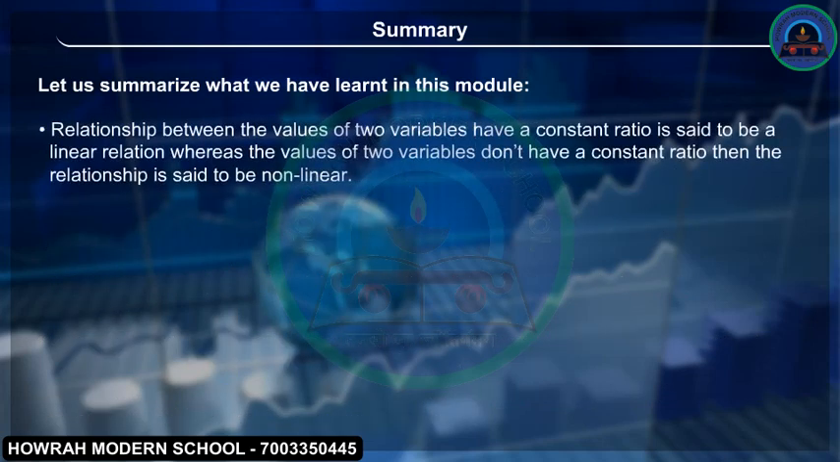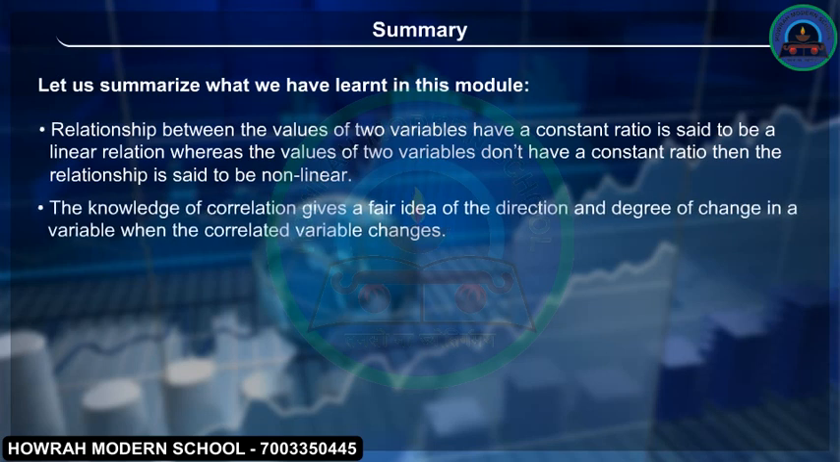When the values of two variables have a constant ratio, the relationship is said to be linear, whereas when the values of two variables don't have a constant ratio, the relationship is said to be nonlinear. The knowledge of correlation gives a fair idea of the direction and degree of change in a variable when the correlated variable changes. Repeated ranks need correction factors.